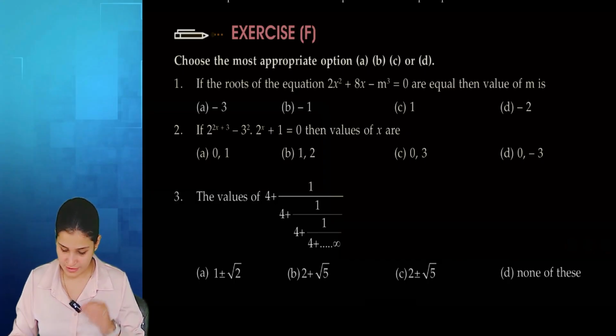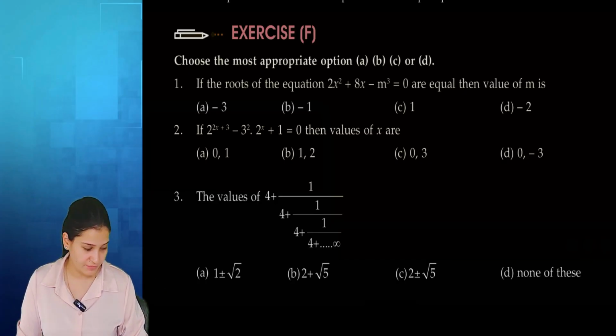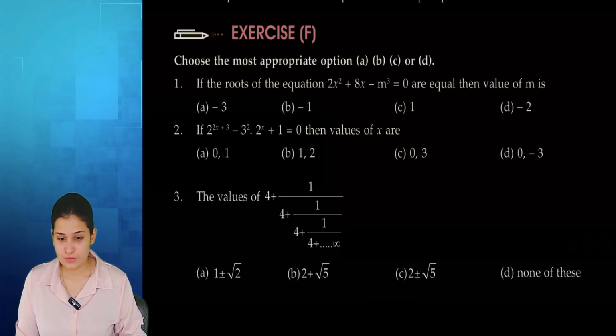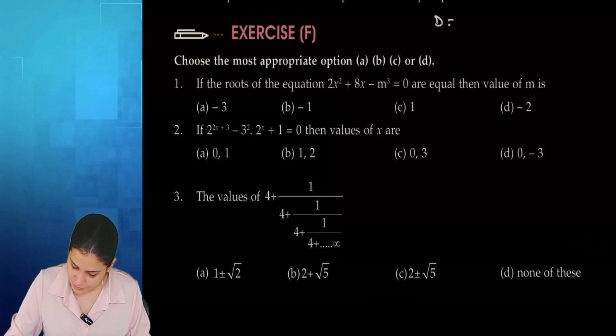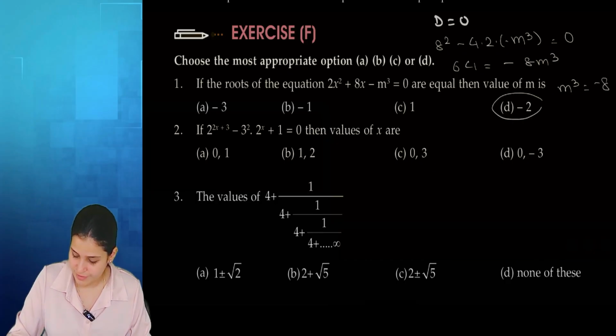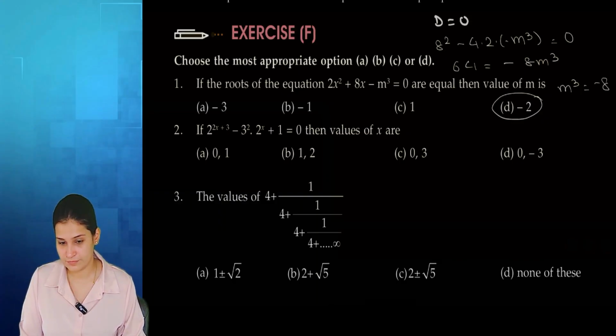So we'll start with exercise F, question number 1. Roots of the equation are equal, then what will be the value of m? If the roots are equal, that means the discriminant is 0. So b square minus 4ac is 0. So 64 equals minus 8m cube. So m cube is minus 8. So m is minus 2. M will be minus 2. Done? Yes, ma'am.